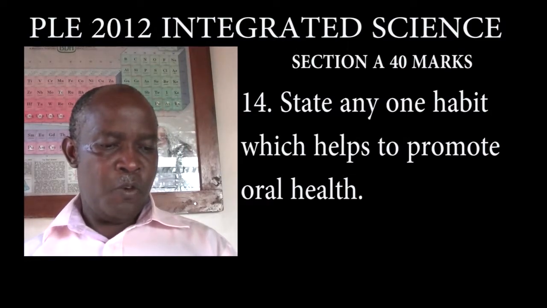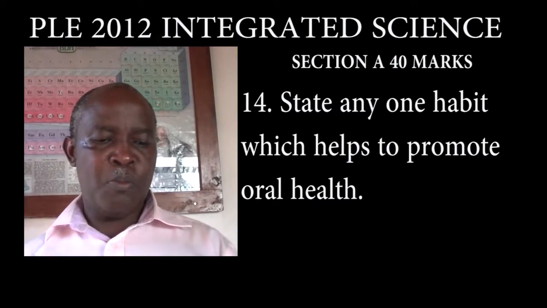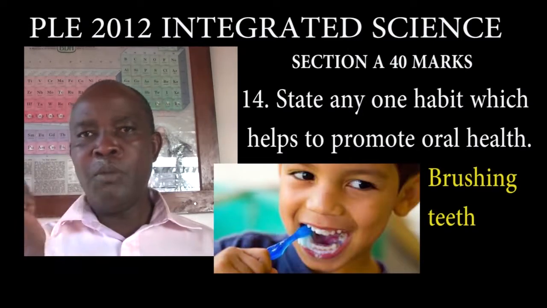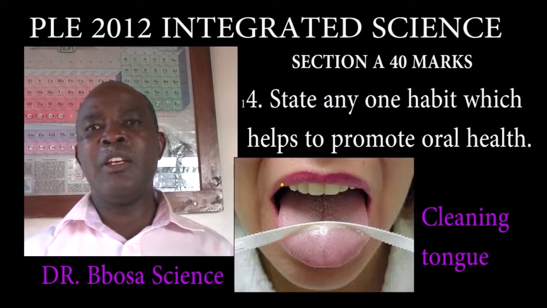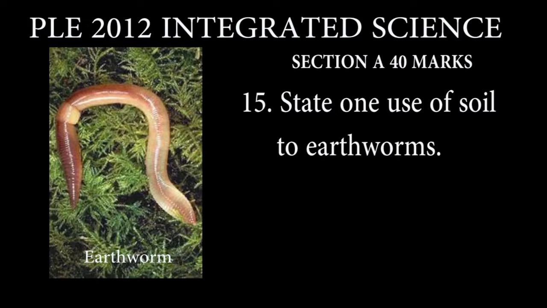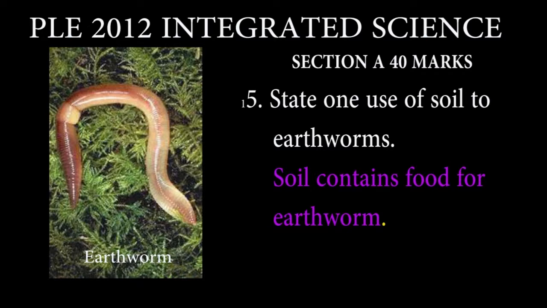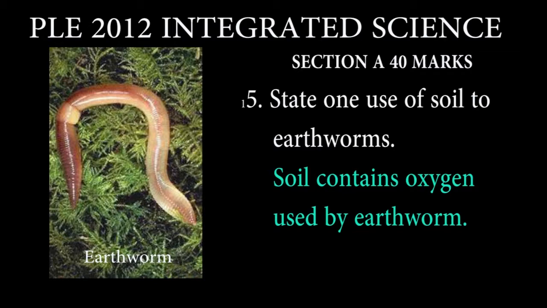Number 14. State any one habit which helps to promote oral health: brushing your teeth, cleaning your tongue. Number 15. State one use of soil to earthworm. Soil is the home of earthworm. Soil contains food for the earthworm. Soil contains oxygen used by earthworm.